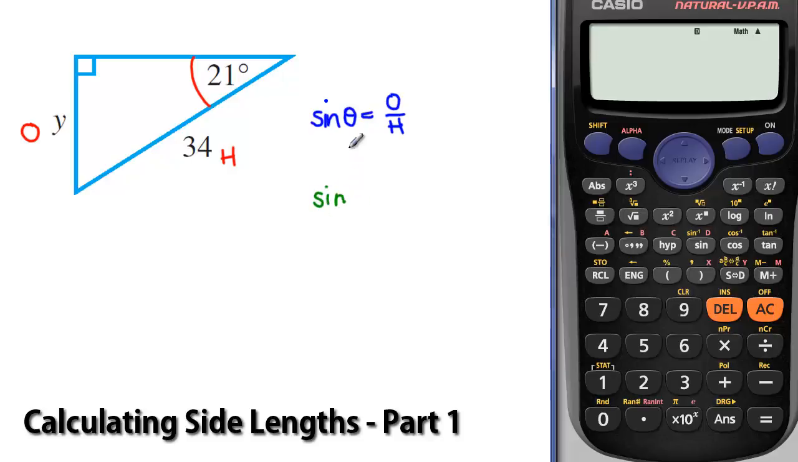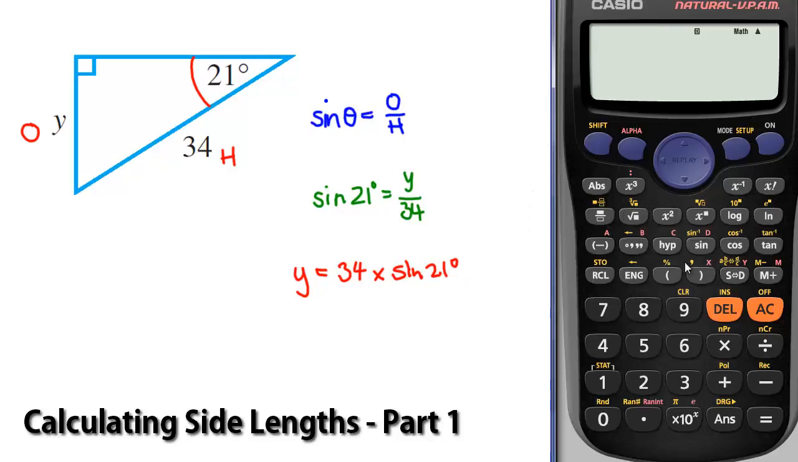So we'll start with sine and substitute the angle in. Sine 21 equals the opposite divided by the hypotenuse. So I've taken the 21 degrees, the y, and the 34 from the diagram, and substituted them into the sine ratio. My next step is to rearrange this formula to make y the subject. To do that, because we have 34 at the bottom of this fraction, I'm going to multiply both sides by 34. So y for our question is 34 multiplied by sine 21 degrees.